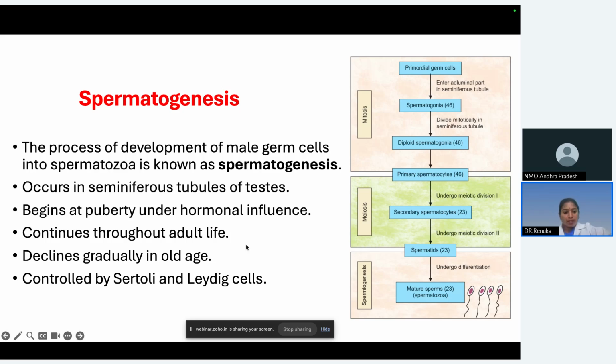So to begin with, we have learned the definition. Where does spermatogenesis occur? It occurs in the seminiferous tubules of the testis. It begins at puberty, under the hormonal influence, and it continues throughout the adult life. In old age, it gradually decreases. Spermatogenesis is controlled by two types of cells, Sertoli cells and Leydig cells. Many other cells also control it, but the most important cells are Sertoli cells and Leydig cells. Now I'll be moving to the next slide.